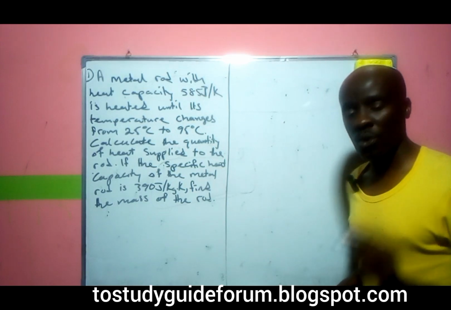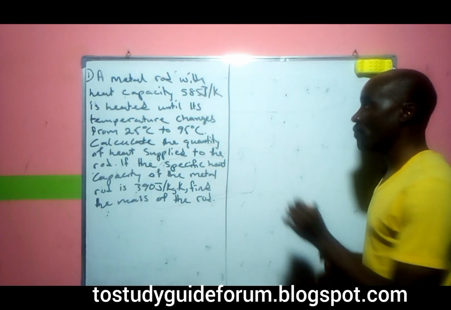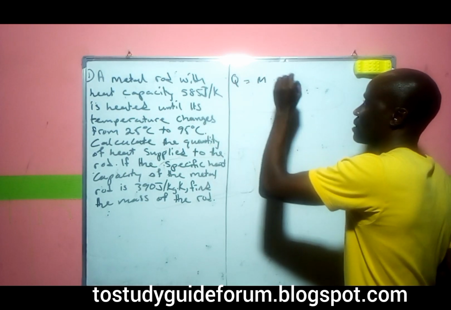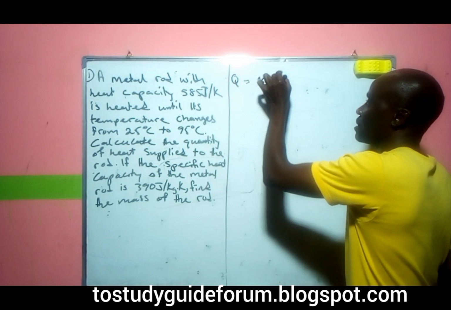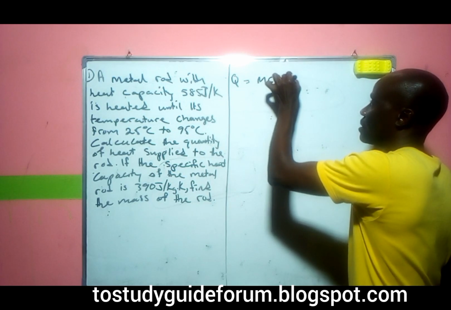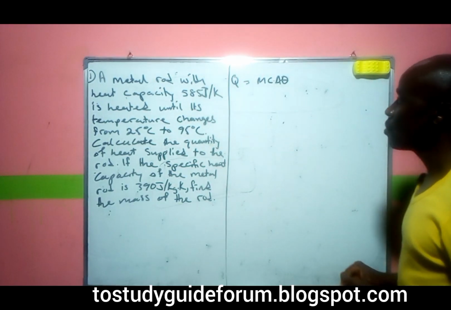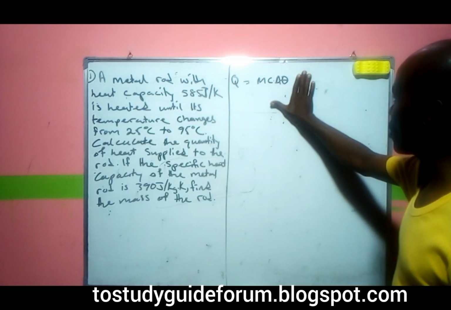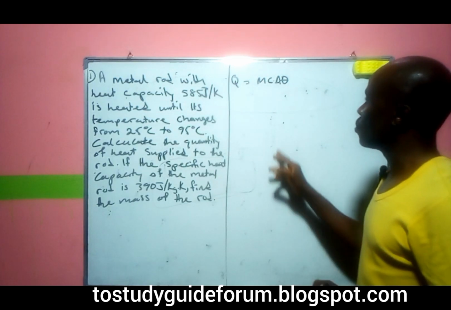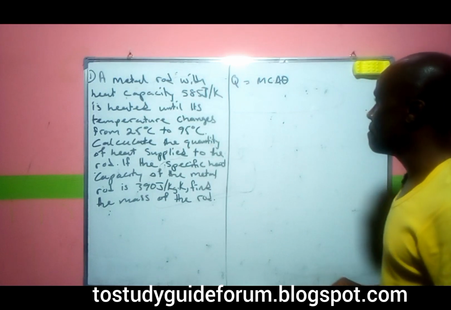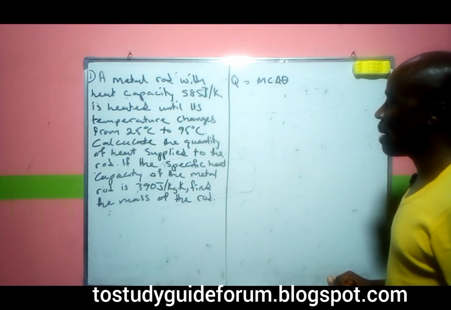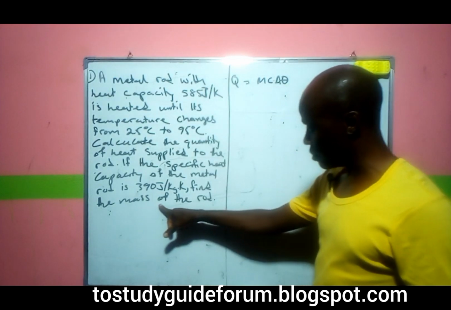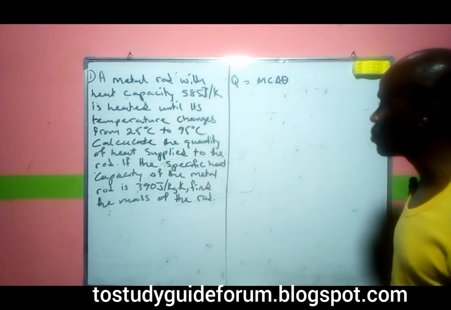Now, anytime you want to calculate the quantity of heat supplied, we normally use this formula: mass and specific heat capacity multiplied by change in temperature. So for that reason, we're going to be applying this formula. The mass of the rod is one of the things we are going to calculate.